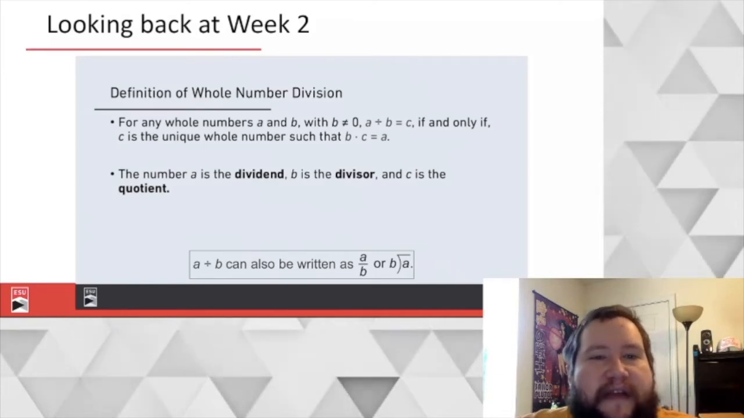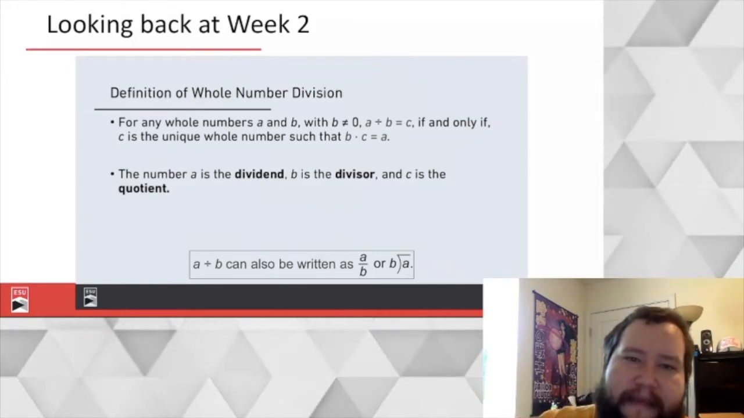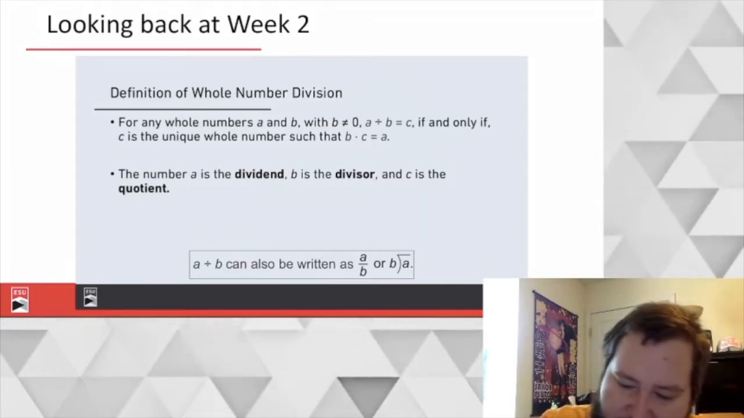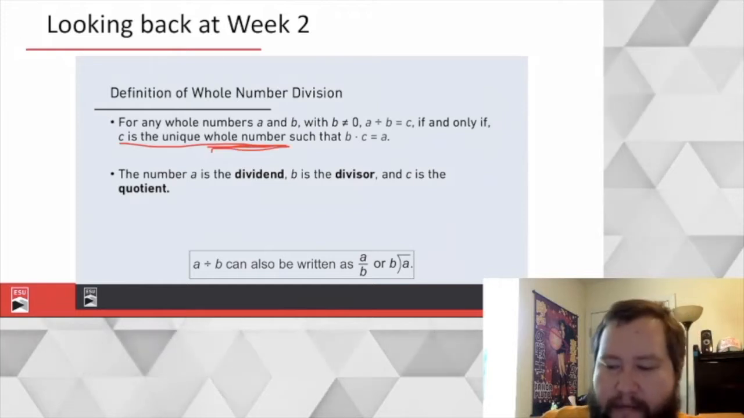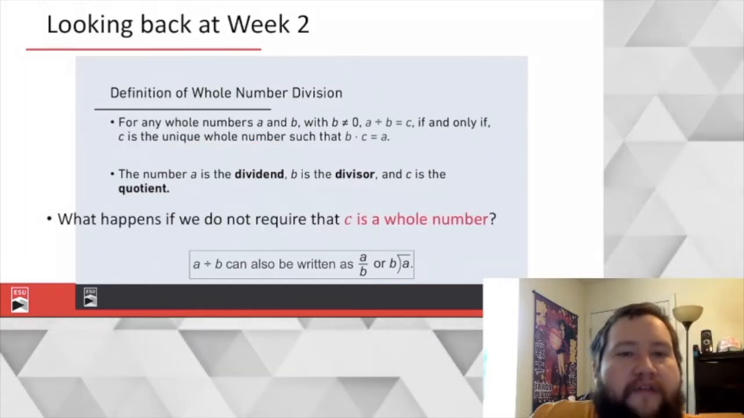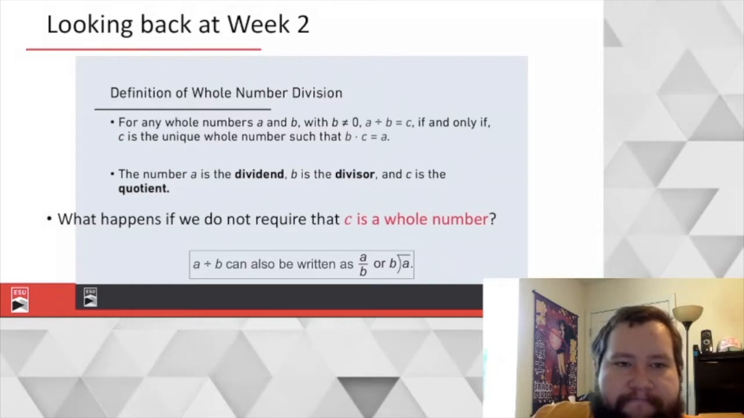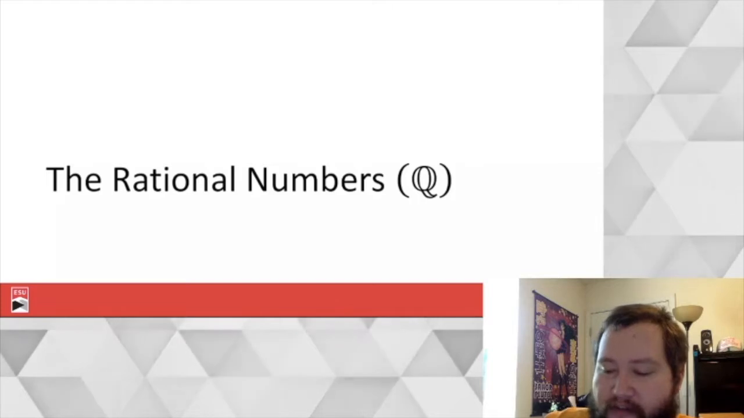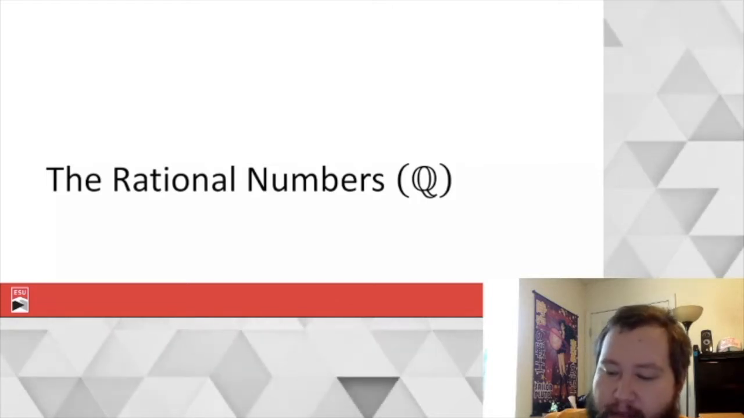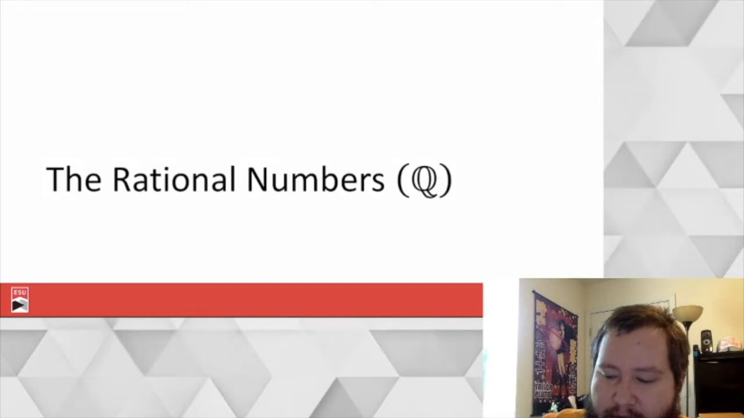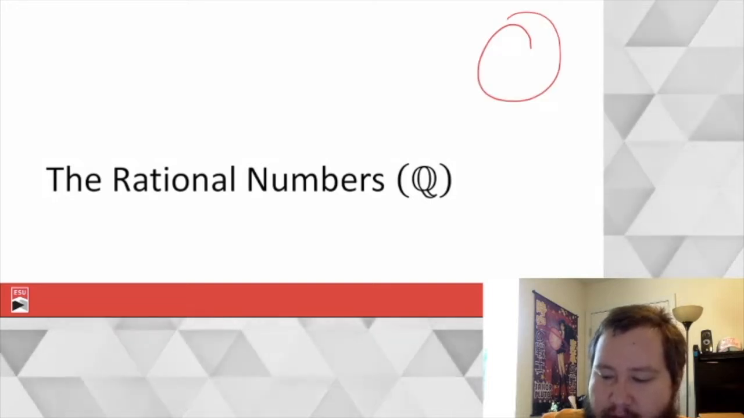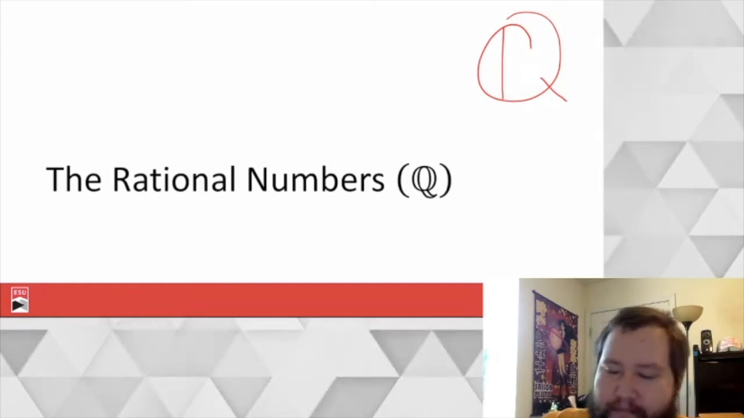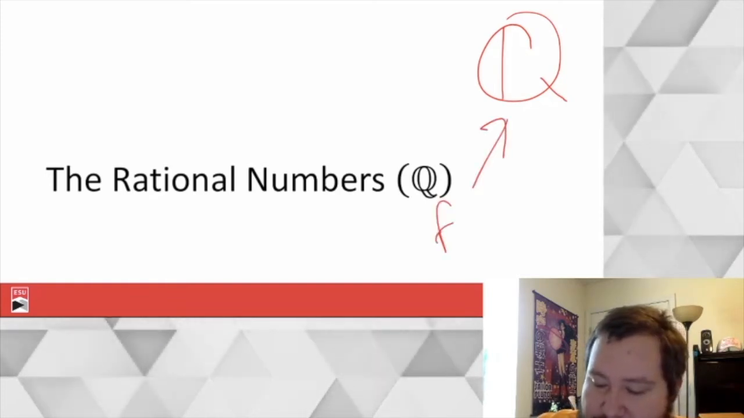Define division as A divided by B equals C if and only if C was a unique whole number. So C had to be a whole number. So what happens if we relax that restriction? We get the rationals. Our rational numbers we write with this double Q. To show you how I'd write it, I would draw a circle with a vertical line and a Q bar. That's how I would write rationals.